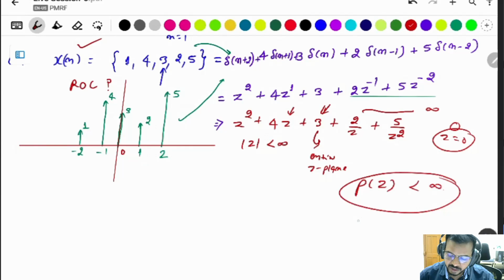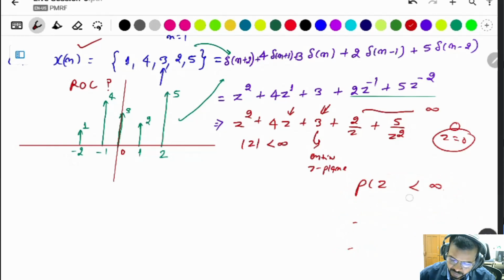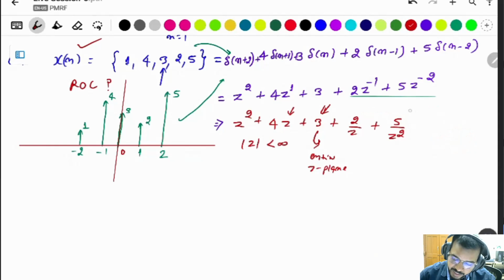P(z), where P(z) is the summation of n equal to minus infinity to infinity of x[n] into r to the power of minus n, like that. It should be less than infinity. It is directly written as z, like that. That's why we have to put z greater than 0. Mod of z should be greater than 0.